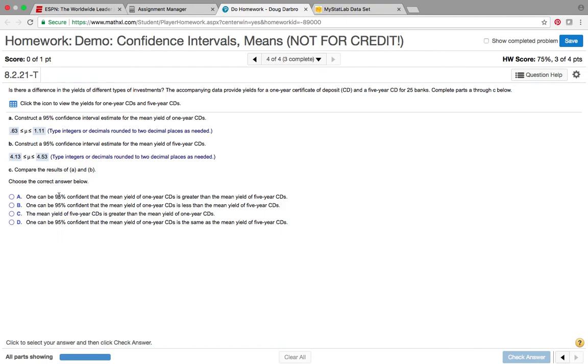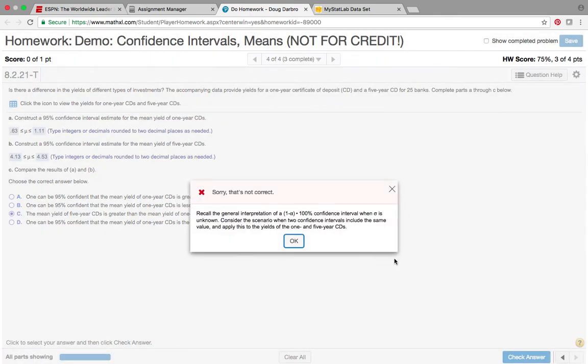So one can be 95% confident. Guys, we can't be 95% confident about the comparison. We'll get into that when we get into pooled and unpooled 2-sample t-test. But right now, the 95% applies only to this interval, and this 95% applies only to that interval. The 95% doesn't come down to the comparison. So we can make a much stronger statement here that the mean yield for 5-year is greater than the mean yield for 1 year.